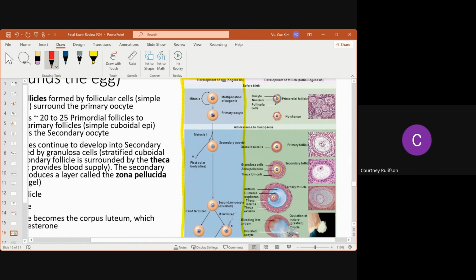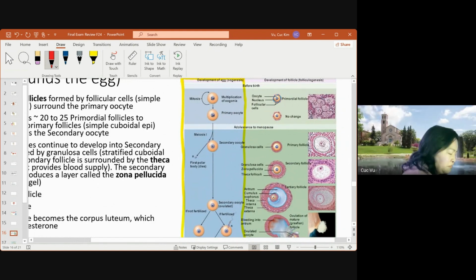Yes. Okay. So you can see we still have the oogonia. The oogonia is going to be surrounded by what's called the primordial follicle. The primordial follicle surrounds the oogonia. The primordial follicle is all of that blue stuff that's surrounding it. And the primordial follicle is made up of follicular cells.